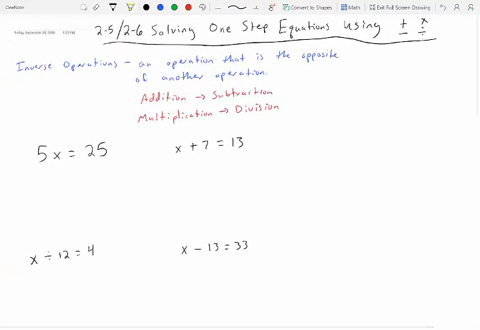Today we're going to do section 2-5 and 2-6, solving one-step equations using addition, subtraction, multiplying, and dividing. The way we do this is we have to use our inverse operations. An inverse operation is an operation that is the opposite of another operation. So for addition, the inverse operation is subtraction, and for subtraction, the inverse operation is addition. For multiplication, it's division, and division is multiplication.